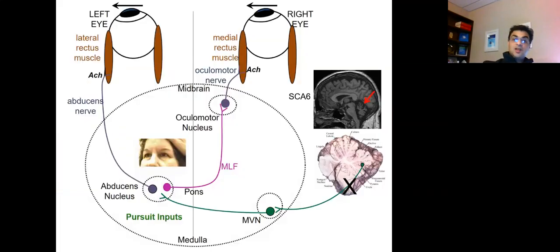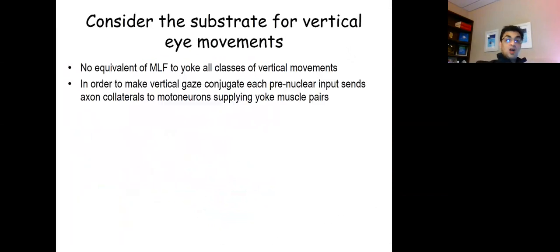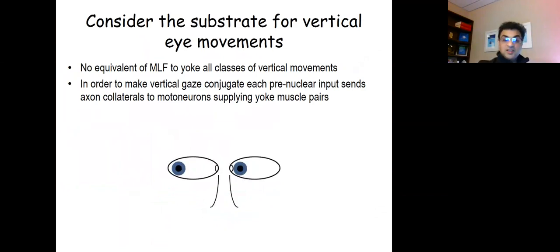Now let's think of the vertical eye movements. There is no equivalent of medial longitudinal fasciculus to yoke all classes of vertical eye movements, so they are sort of independent. In order to make vertical gaze conjugate, each prenuclear input sends axon collateral to motor neurons supplying the yoke muscle pair. For example, there is superior rectus and there is inferior oblique. These are two yoke muscles, right?